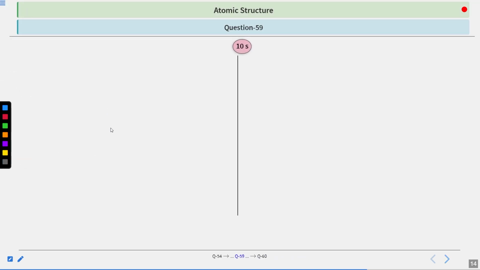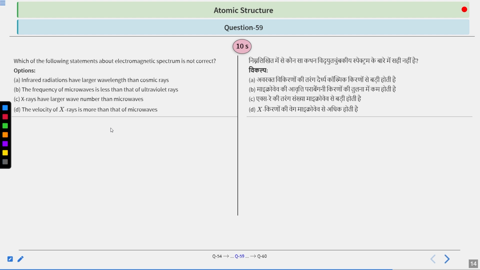Moving on to question number 59. Question number 59 says: which of the following statements about the electromagnetic spectrum is not correct? Option A, infrared radiation has a larger wavelength than cosmic rays. Option B, the frequency of microwaves is less than that of ultraviolet rays. Option C, X-rays have a larger wave number than microwaves. And option D, the velocity of X-rays is more than that of microwaves. You have 10 seconds to solve this question. Your time starts now.